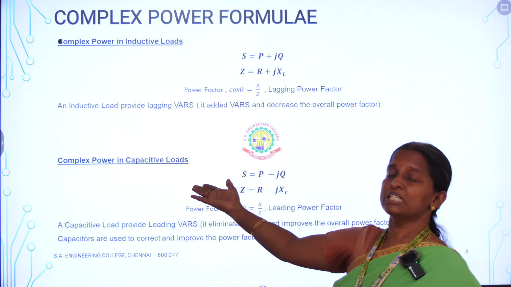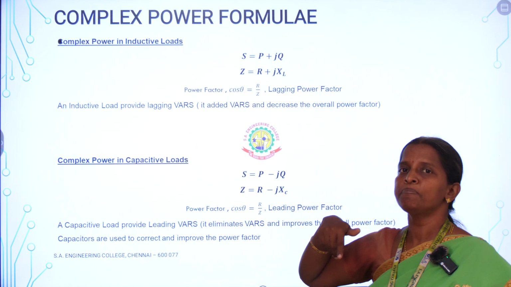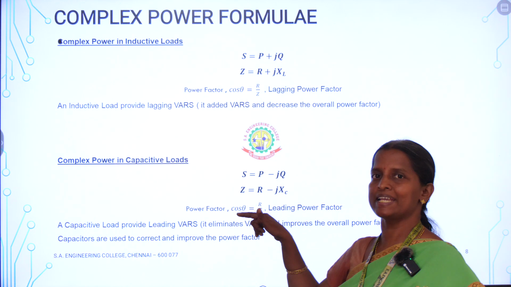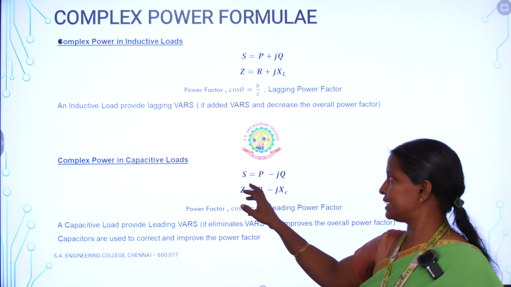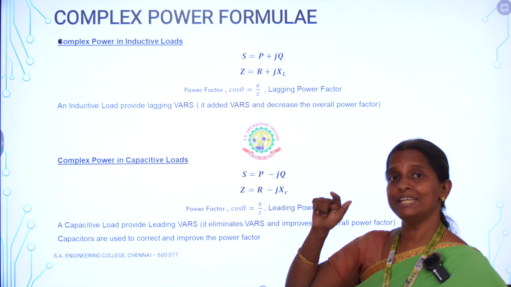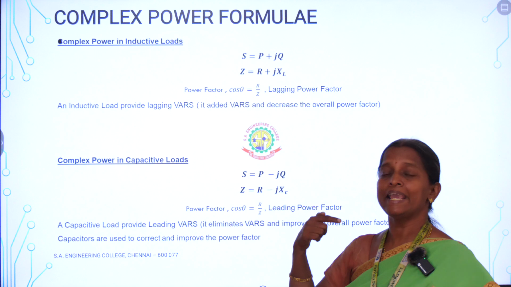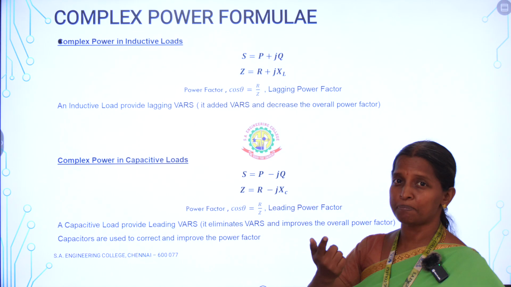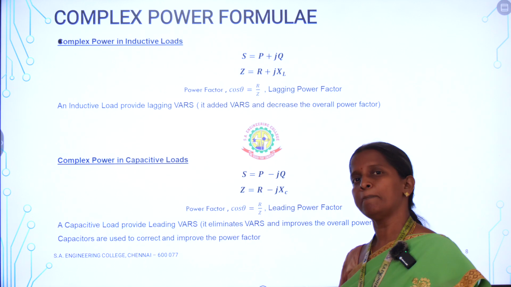And the next one is complex power in capacitive loads. So in case of capacitive load, what is the impedance value? R minus jXC. Already we know that Z is nothing but the impedance. It is equal to R plus or minus jX. That X may be XL or XC. XL means inductive reactance, XC means capacitive reactance. Inductive reactance means plus, capacitive reactance means minus.